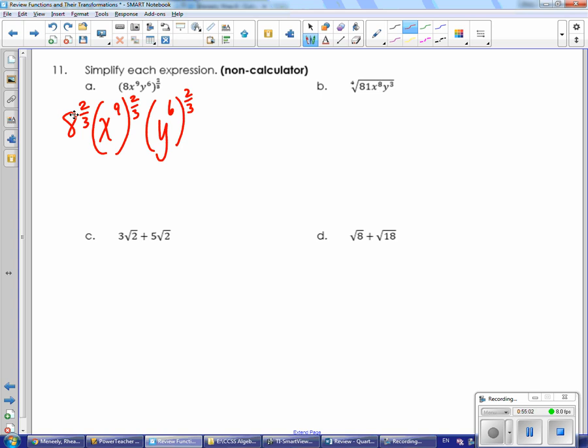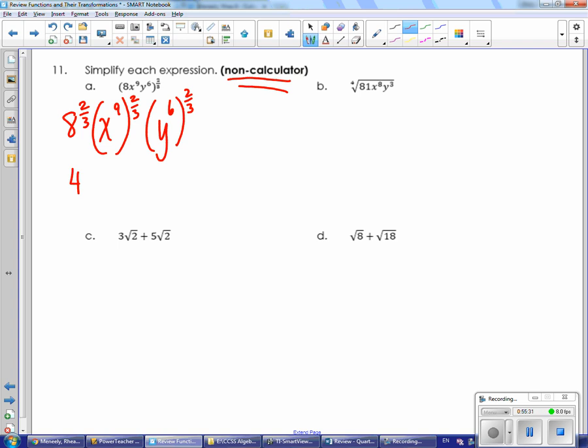So 2 is the power, 3 is the root. I'm going to take the third root of 8 first. That gives me 2, and then I'm going to square it. And so 2 squared is going to give me 4. Once I'm dealing with the variables, I can just use the properties. So a power to a power means I'm going to multiply those two exponents. And again, this is the non-calculator part of the test, so it is important that you remember not only your rules for exponents, but how to multiply fractions and add fractions.